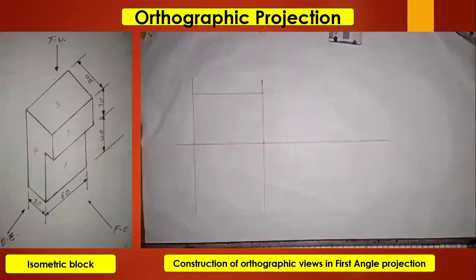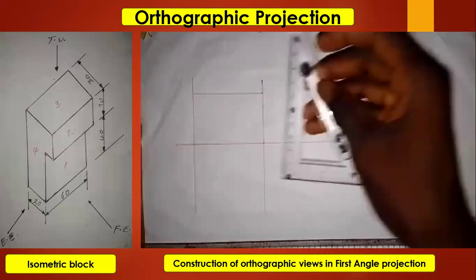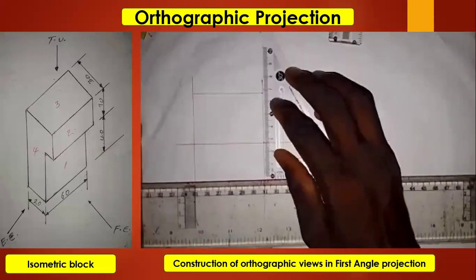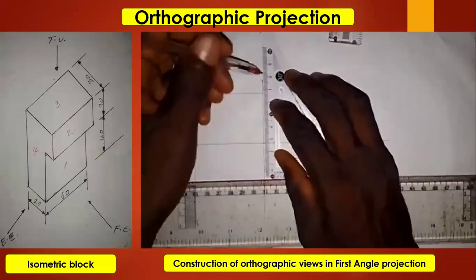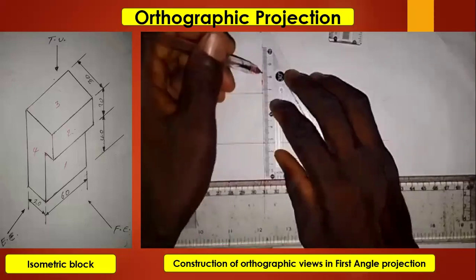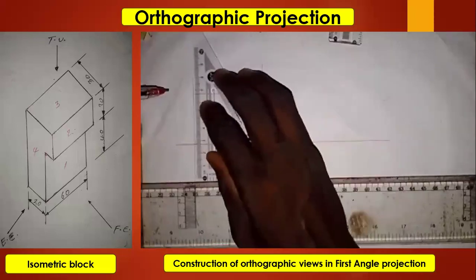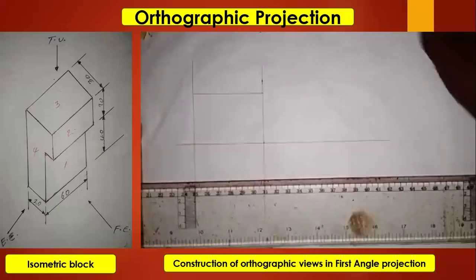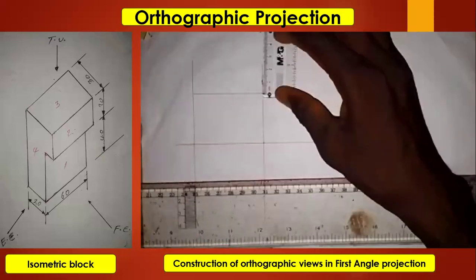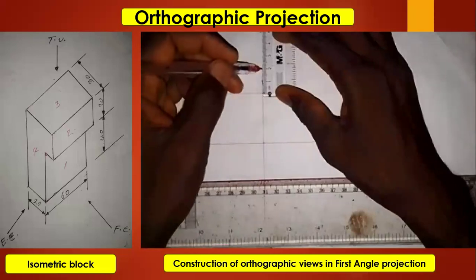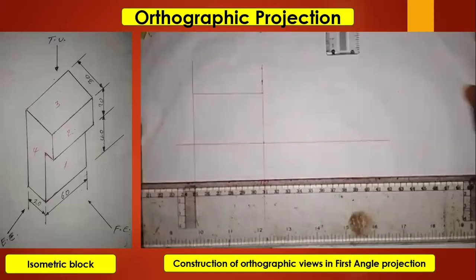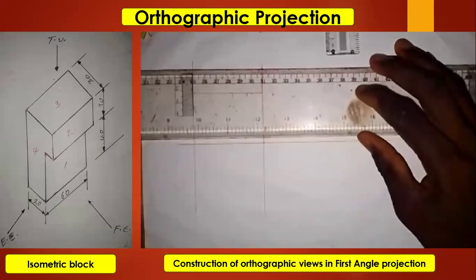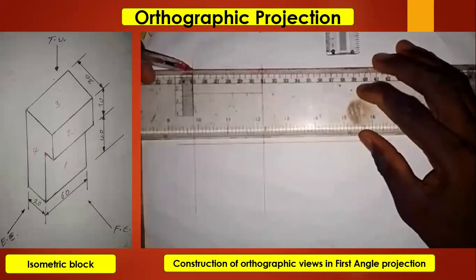So I need to extend this line a little bit. I will take it up a little bit. Then here also I will do the same thing, taking it up a little bit. Then I will come and take a measurement of 20 millimeters or 2 centimeters at this point. Then I will draw a horizontal line. Okay, so this is the horizontal line.